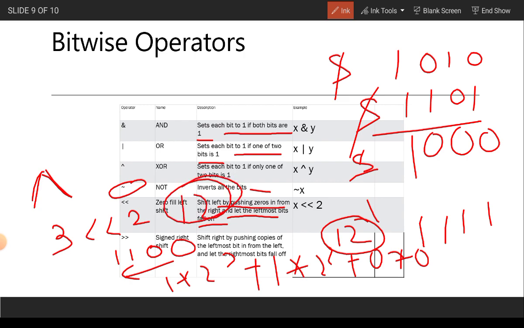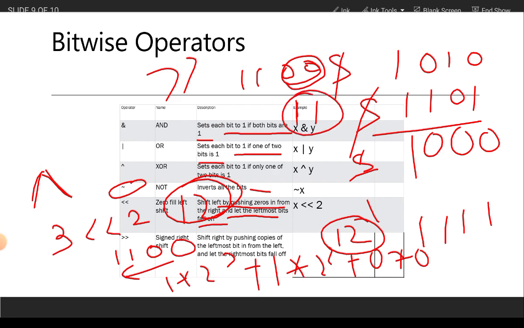Okay, and right shift just does the opposite. We put a copy of the leftmost bit on the left, and the rightmost bits fall off. Suppose we have been given 1 1 0 0, and we want to do right shift by 2. It will just fall off these two bits, and it becomes 1 1, which is 3. Okay, so in this way it works.